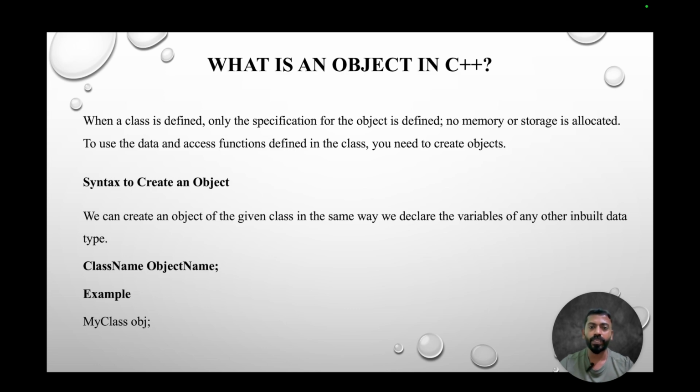The syntax of creating the object is class name, space, the variable name. Otherwise we can say class name, space, the object name, along with the semicolon. The variable name or the object name should satisfy the identifier rules. Here I gave the example: MyClass obj; along with the semicolon. This is the way we have to create the object.